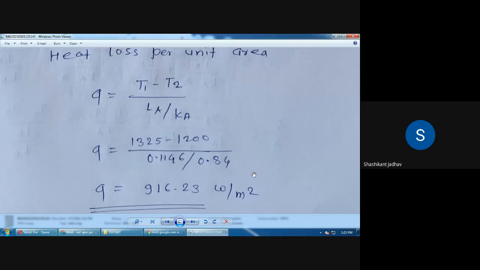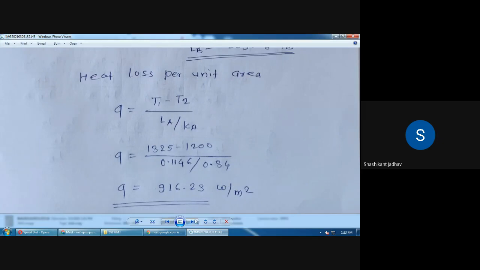Okay. So this is the answer. Q is equal to 916.23 watt per meter square. Okay. Now we have to write down the next problem. This problem is over. Put that message in the chat box so that I will proceed fast. If anyone is remaining, write down the answer.